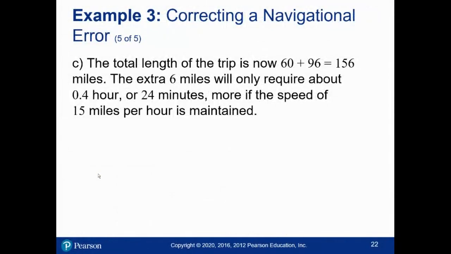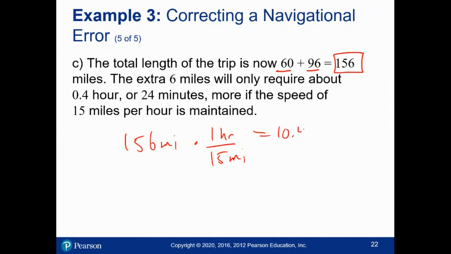For part C, this was what's the extra time. So how long is it going to take to go 96 miles? So our journey is 60 miles that we've done and 96 miles that are left. That's 156 miles. So 156 miles times 1 hour per 15 miles, because I was doing 15 miles per hour, works out to be about 10.4 hours. So it was only supposed to take 10 hours. Now it takes 10.4, that's about 24 minutes of extra time. So while I was off course for 4 hours, even by a pretty significant amount, 20 degrees is pretty far off course, it actually only added 24 minutes to my time.